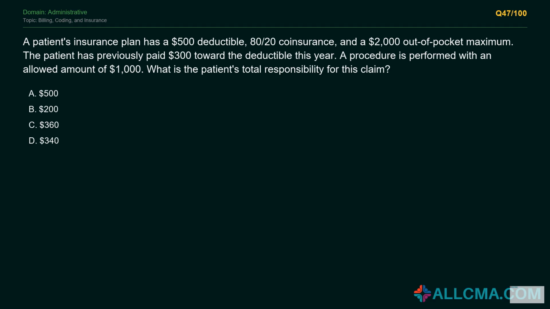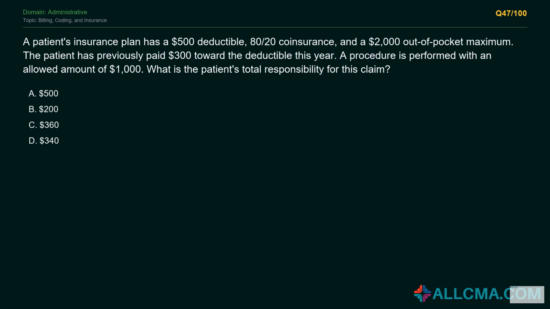Question 47. A patient's insurance plan has a $500 deductible, 80/20ths coinsurance, and a $2,000 out-of-pocket maximum. The patient has previously paid $300 toward the deductible this year. A procedure is performed with an allowed amount of $1,000. What is the patient's total responsibility for this claim?